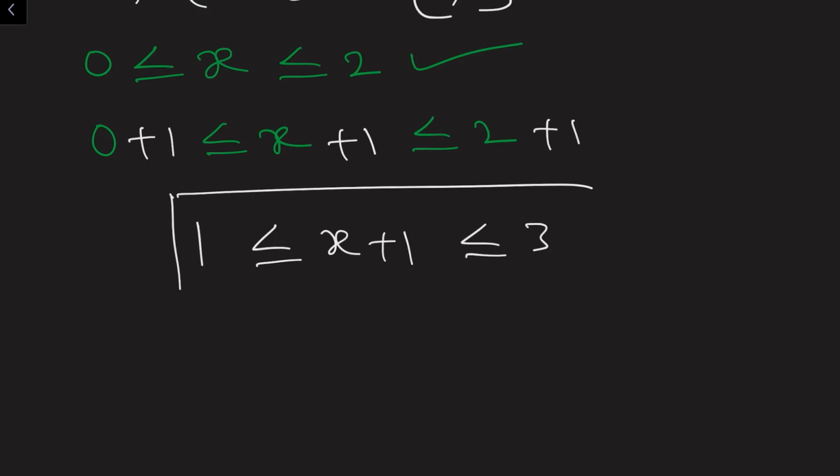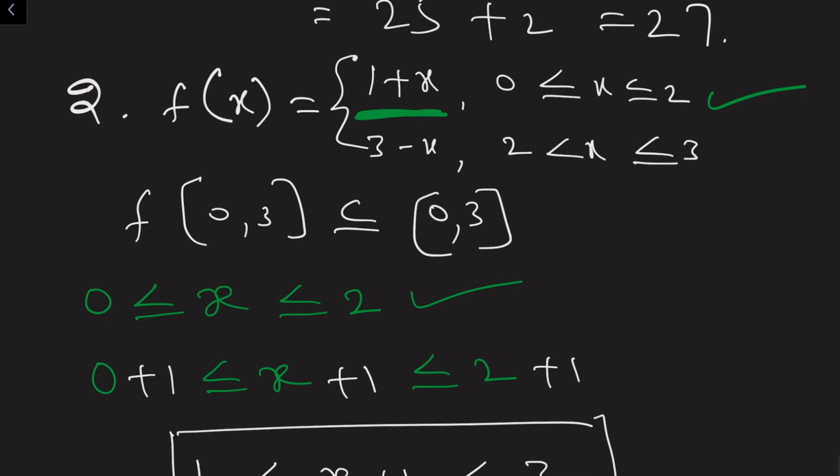This is equation number 1. I'll keep it aside. Then I will take the next condition, that is 2 less than x less than or equal to 3.